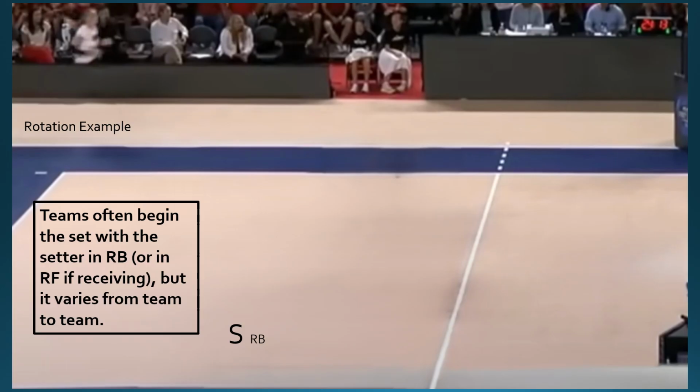So let's build an example starting a rotation for a team. Teams often begin with a setter in the right back position or in right front if they're receiving, so that the setter will be the first server. But it varies from team to team. There's no rule about where the setter needs to begin the set. But in our example, let's have the setter begin in right back.